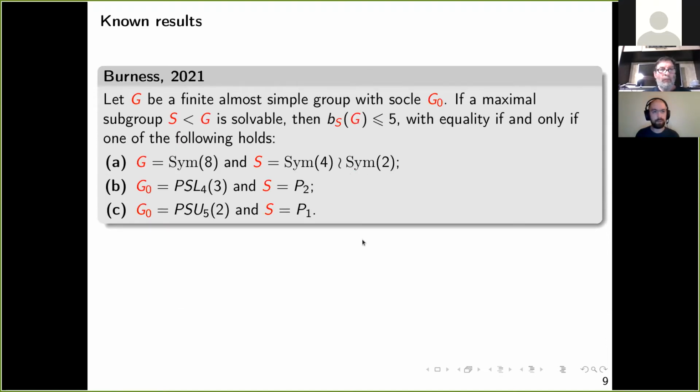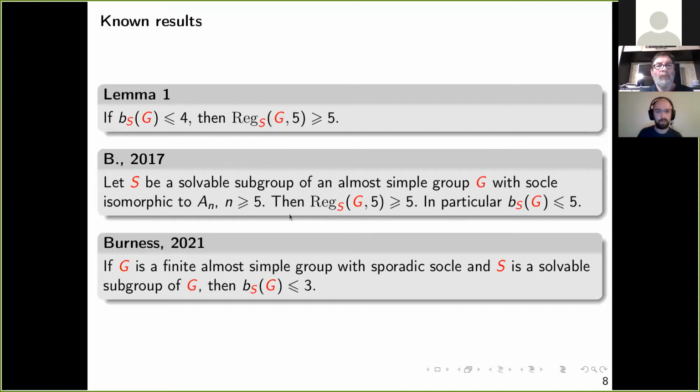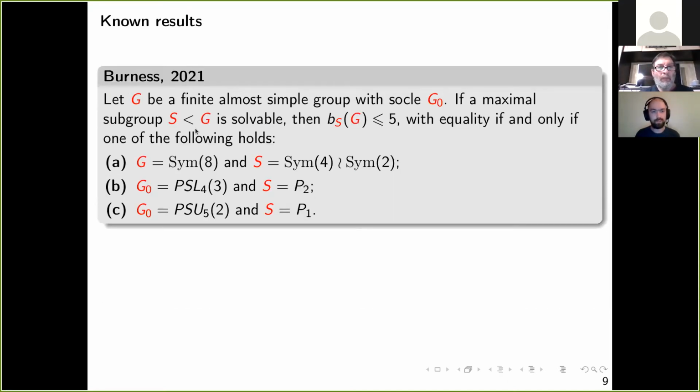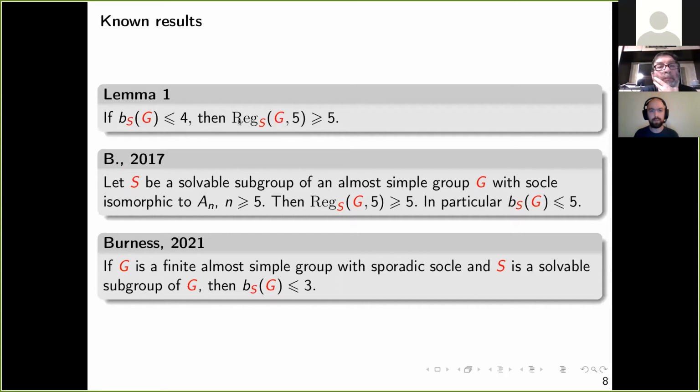Another also very recent result by Burness. Here it's a bit tricky because we're considering maximal solvable subgroups, and here he considers solvable subgroups which are maximal. So they're not just maximal solvable, they are maximal subgroups of almost simple groups. There is actually a quite explicit list of when it happens for almost simple groups, and he could show that the base size here is not greater than 5, and actually equality, so 5, only in these cases, and it's quite easy to show that this inequality holds there as well.